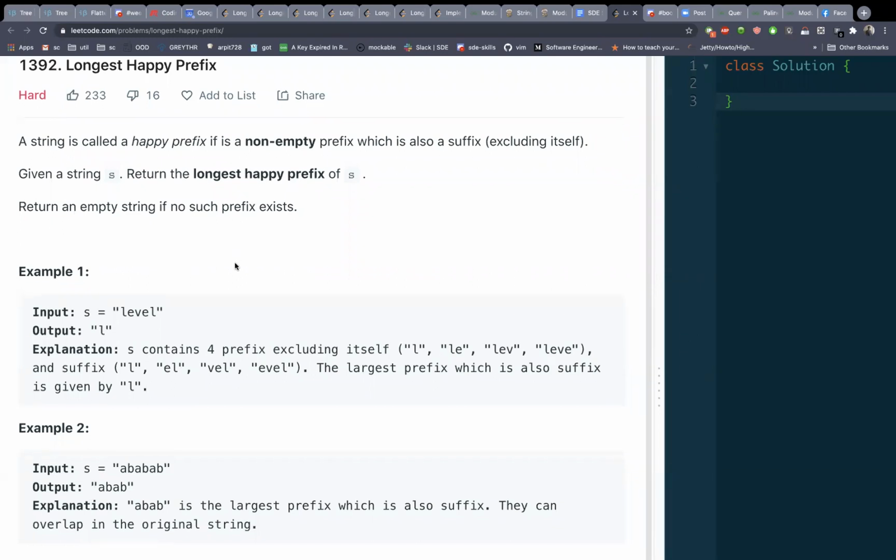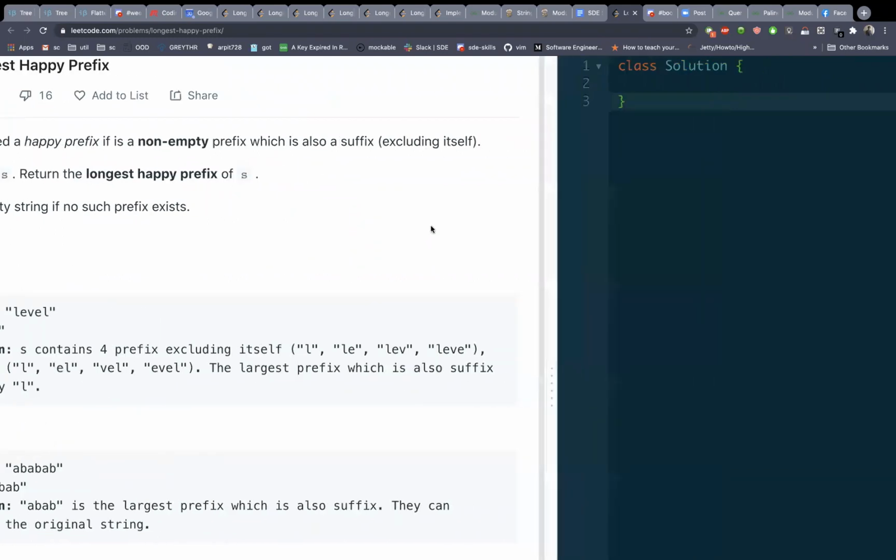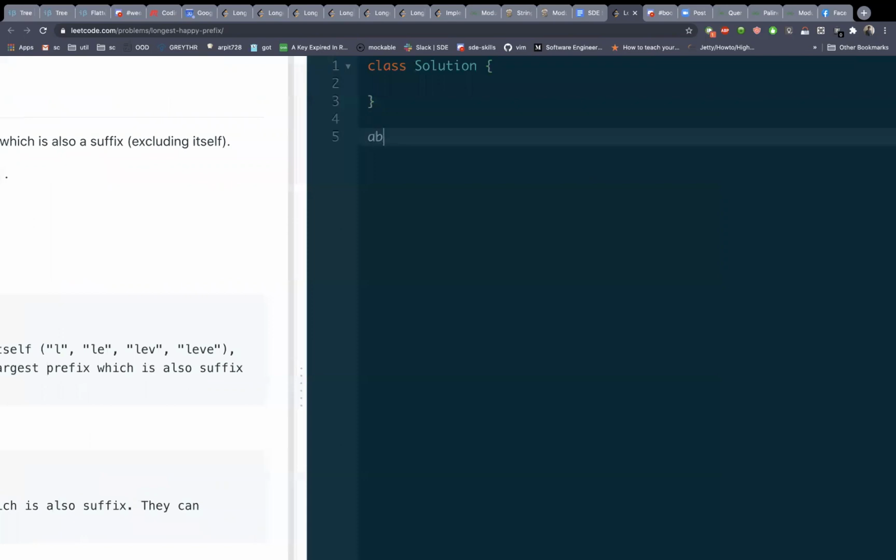So what it means is that, say if you have some string ABCD, then ABCD is a prefix, and also ABCD is a suffix. This ABCD is a suffix, and this ABCD is a prefix. So for this case, our answer will be 4. So basically, we need to find the longest prefix that is also the suffix of the string.